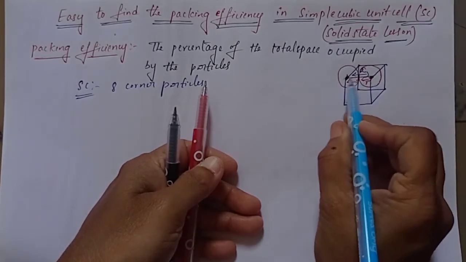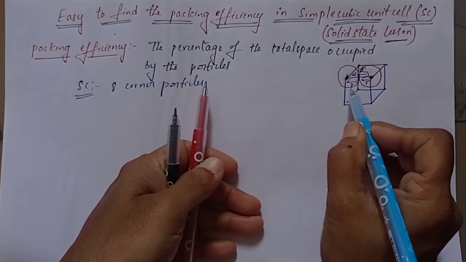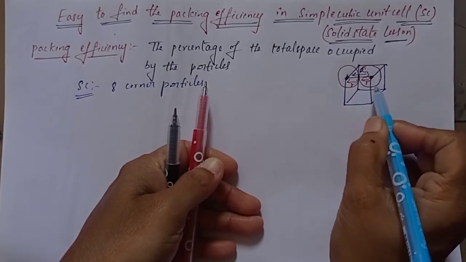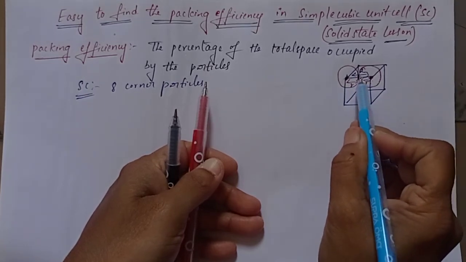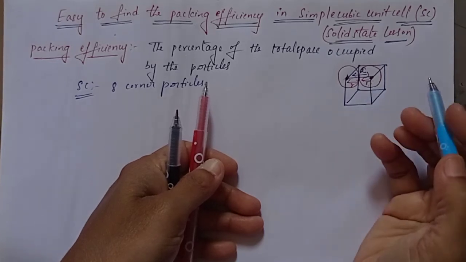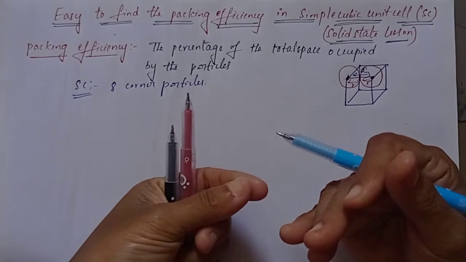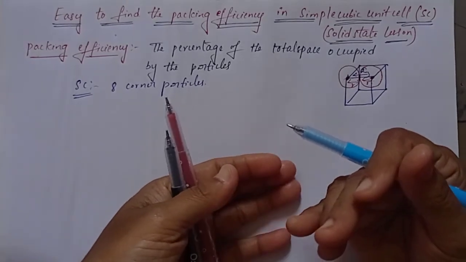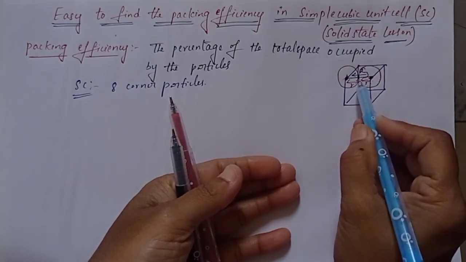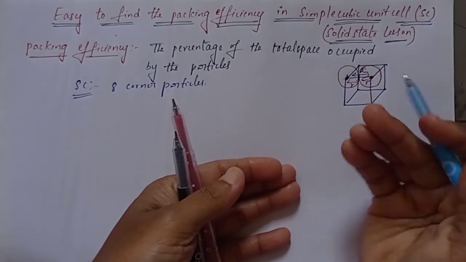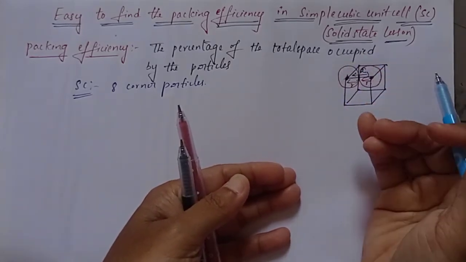These two particles touch one another. Both spheres touch one another, and from here to here the distance is r. That is nothing but the atomic radius. Atomic size or atomic radius is the distance between the center of the nucleus and the outermost shell of an atom. Otherwise we can say that it is half of the distance between the neighboring atoms.